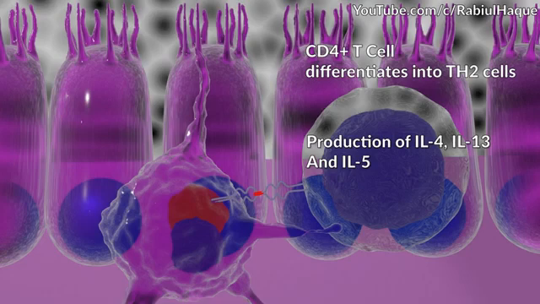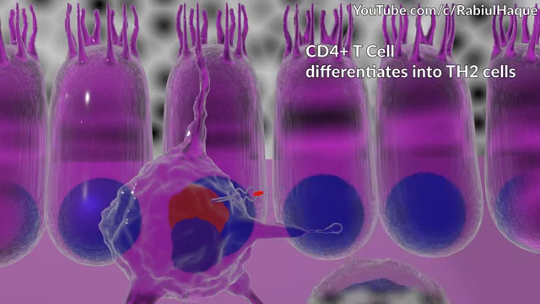Interleukin 4 can stimulate class switching of immunoglobulin E. Interleukin 13 can enhance immunoglobulin E production. Interleukin 5 has role in development and activation of eosinophils.